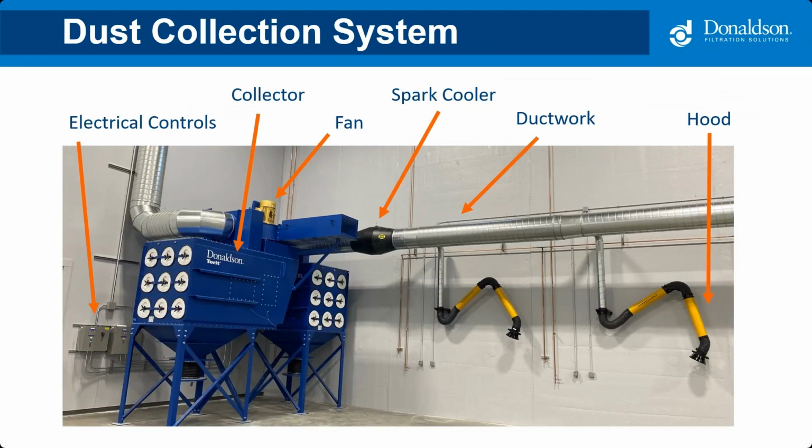Here's a real example of a dust collection system. Well, actually, there's two of them next to each other. This is for a welding application that was recently installed. The welding curtains haven't been put in yet. You can see the fan at the top with the silencer for noise reduction.